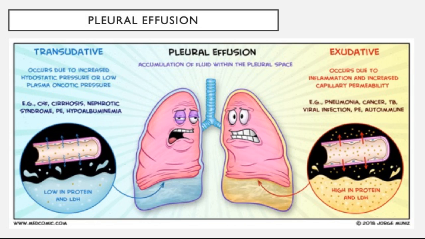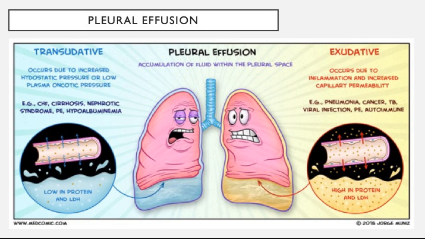Now, pleural effusion is another issue that happens within the lungs, and that's a buildup of fluid in that pleural space between the outer lining of the lung and the lung itself. This can happen for two reasons. One, because of a lack of oncotic pressure, or proteins in the blood that suck that fluid back into the blood vessels, and then that fluid stays in the periphery. The other one is exudative, and that happens in settings of inflammation, where you have increased capillary permeability and the fluid leaks out.